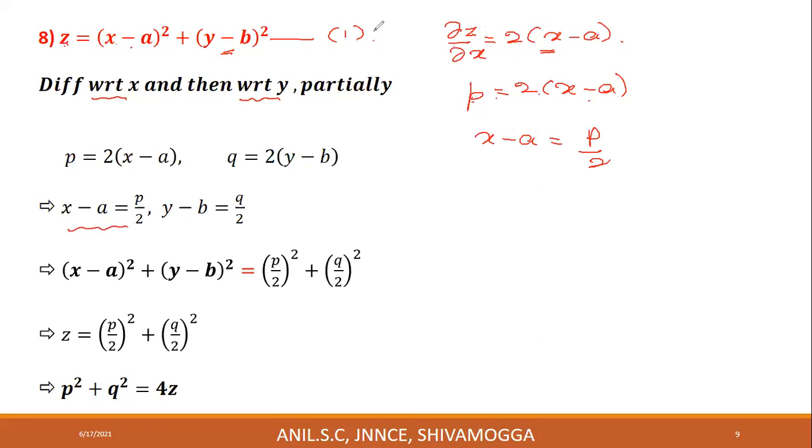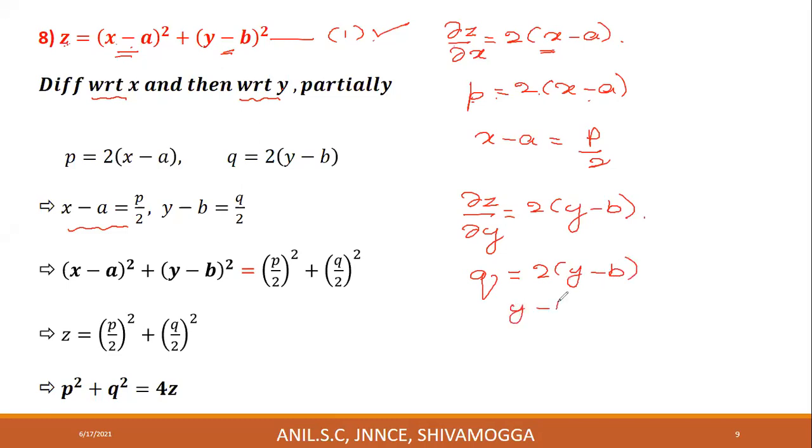Next, differentiate the same equation, equation number 1, partially with respect to y. The derivative of z is denoted by ∂z/∂y. This is equal to: (x − a)² is a constant, so its derivative must be 0, and the derivative of (y − b)² is 2(y − b). And ∂z/∂y is denoted by q, so q = 2(y − b). Therefore, y − b = q/2. This expression: y − b = q/2.